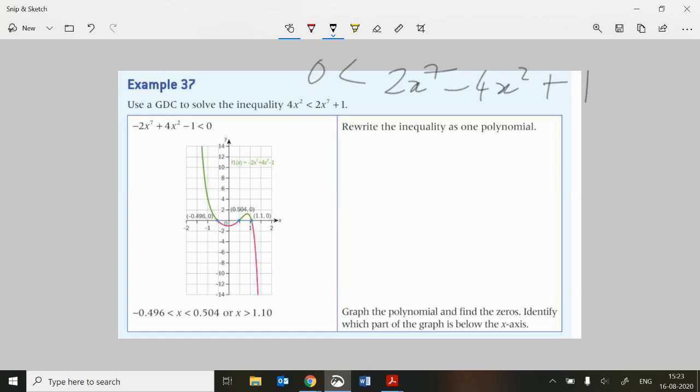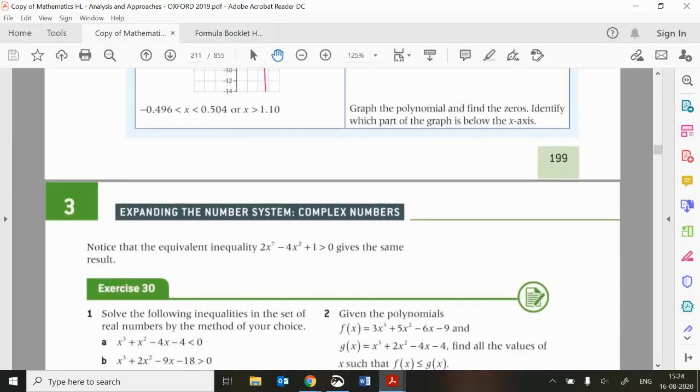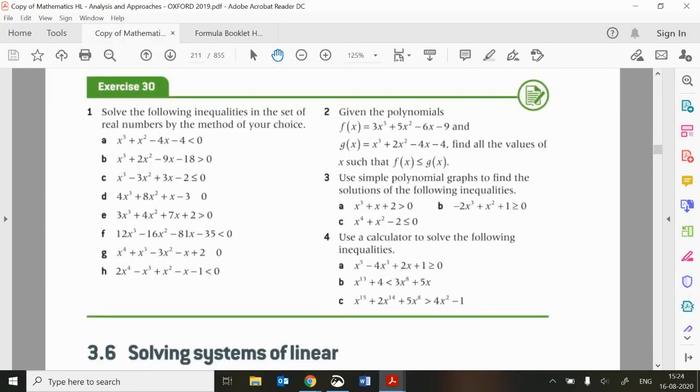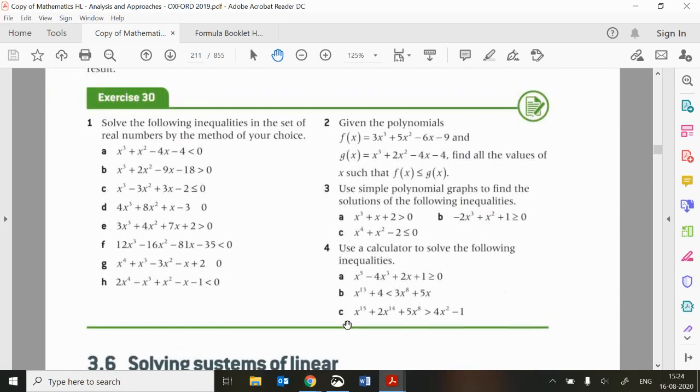Okay, well, that's that. And now you've got the exercise 3O to do. 4 questions there. Have a go at those questions.